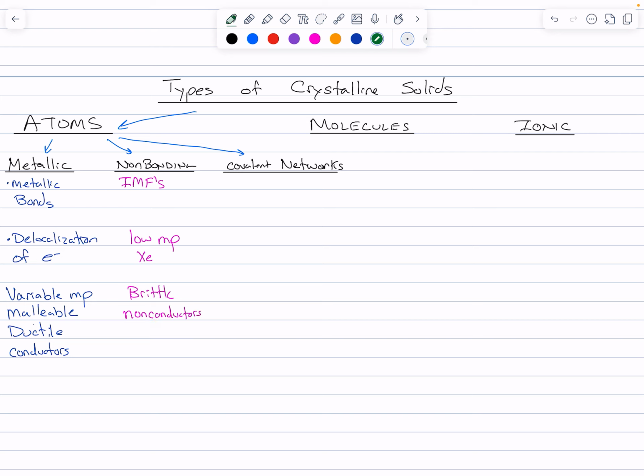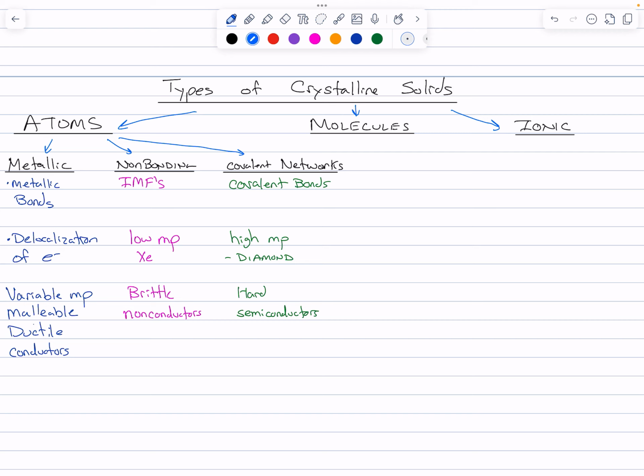Then we have covalent networks. And these are actually held together by covalent bonds. They usually have high melting points. Think diamond, quartz, those types of things. They're usually hard, and they're usually semiconductors, which means sometimes they conduct, sometimes they don't conduct. It depends on the situation.